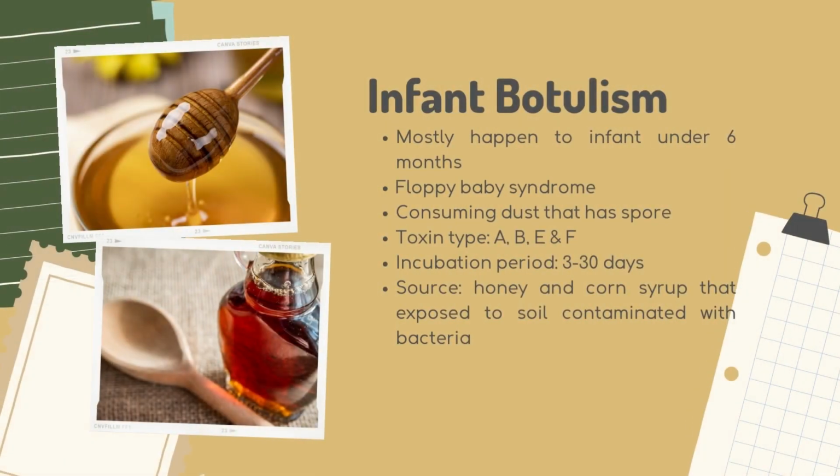Babies under 6 months are exposed to infant botulism, also known as floppy baby syndrome. It occurs because bacterial spores get into their intestine and make toxin type A, B, E, or F. The incubation period is 3 to 30 days, and it mostly happens when a baby consumes honey or corn syrup that are exposed to salt contaminated with bacteria. This type of botulism rarely happens to adults because natural defense in the intestine develops over time to prevent germination and the growth of bacteria.